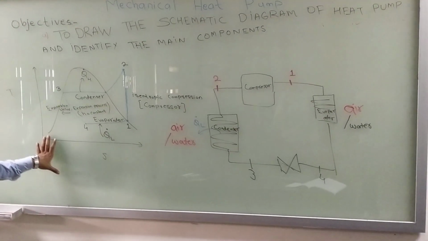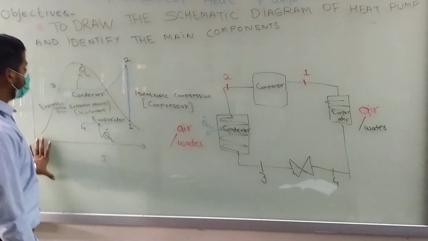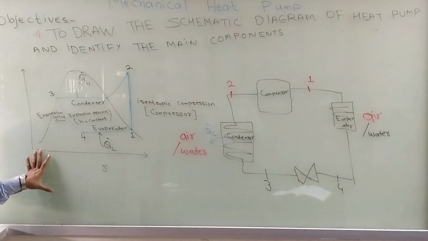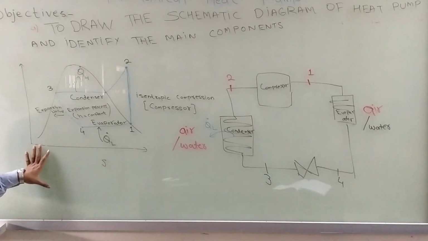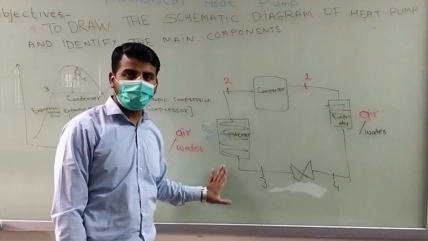This is the vapor compression cycle, the 4 processes: isentropic compression, constant pressure heat rejection, and then we have the expansion process, a constant enthalpy process, and then we have 4 to 1, which is basically a phase change process in the evaporator. And these are the 4 main components.